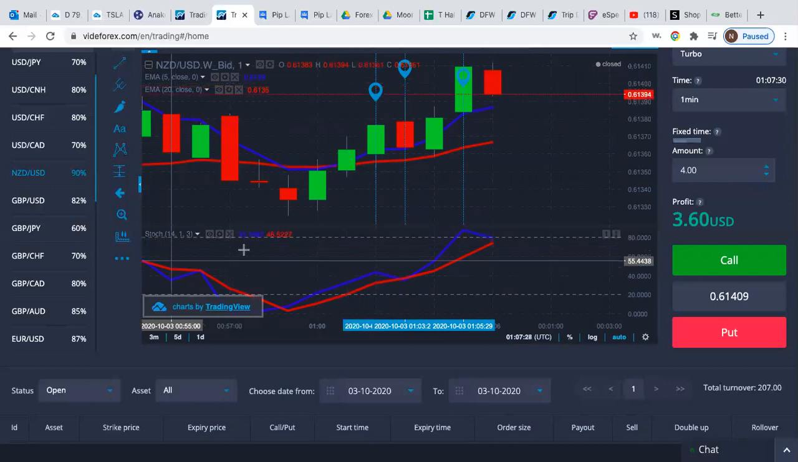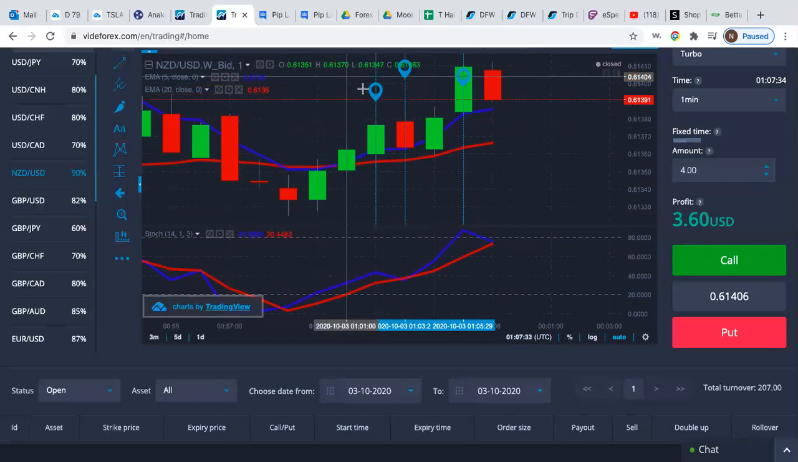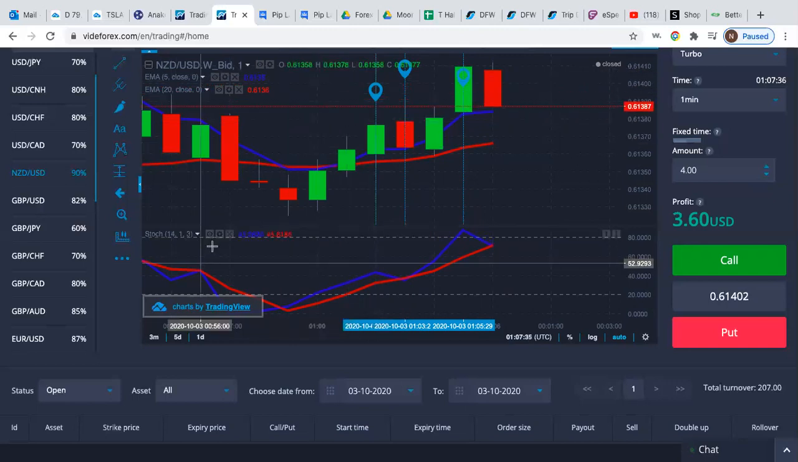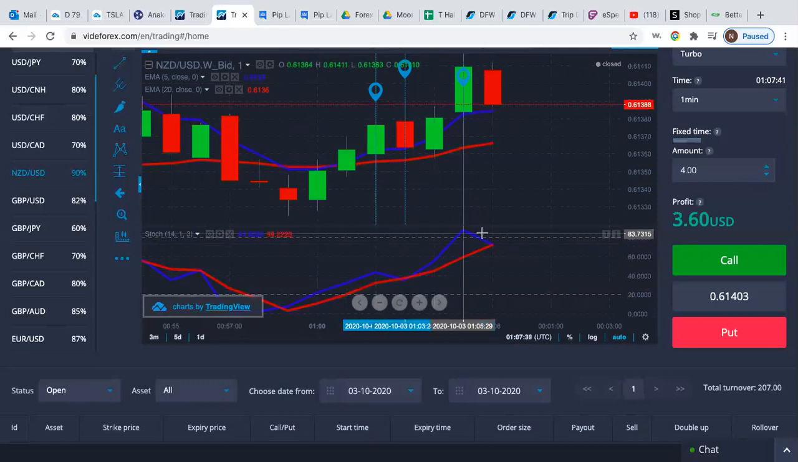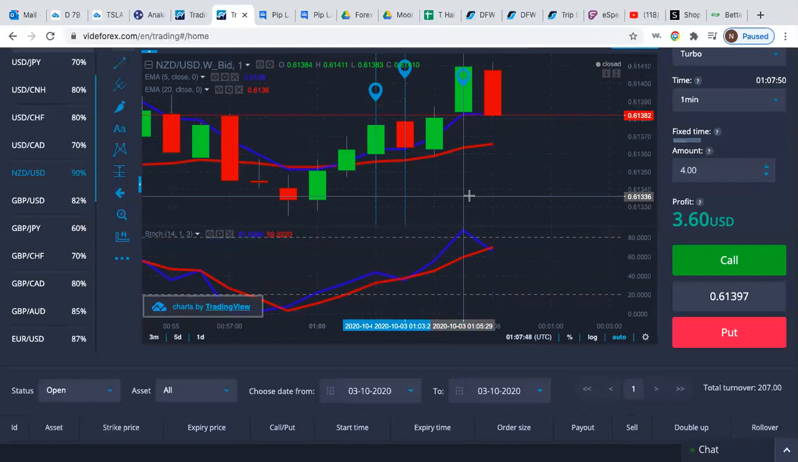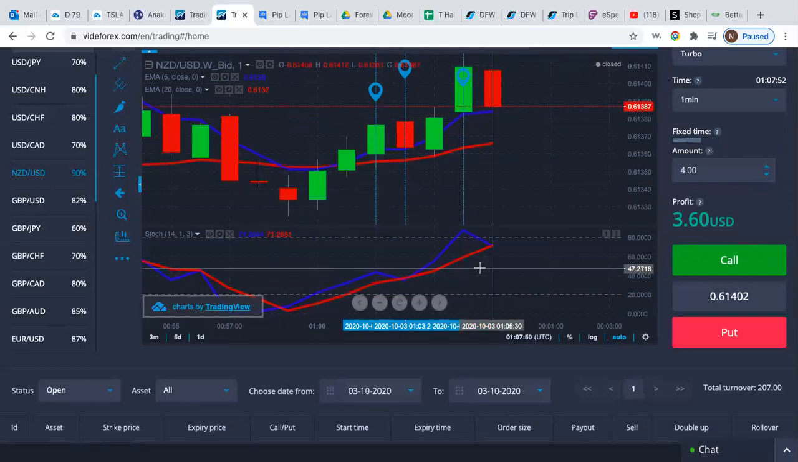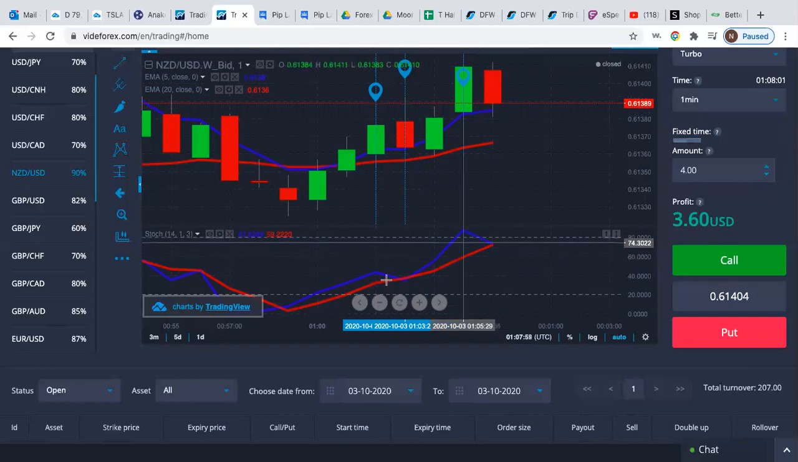On the stochastic, I'm using the settings that were already there when I added it to my chart. And the same thing, if the blue line is below the red, it's considered a sell. If the blue line is above, then it's a buy. And remember, in order to increase the probability of making money on the trade, you want to have a gap.